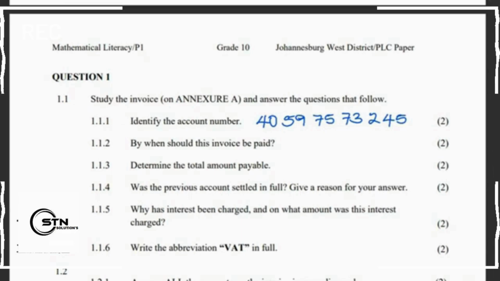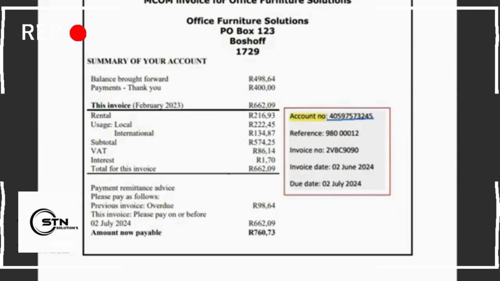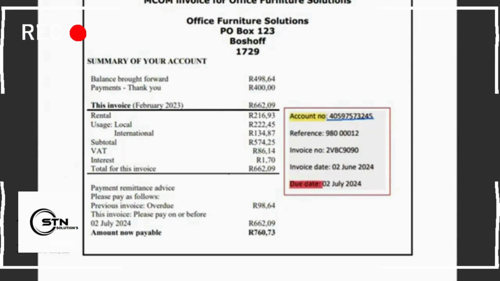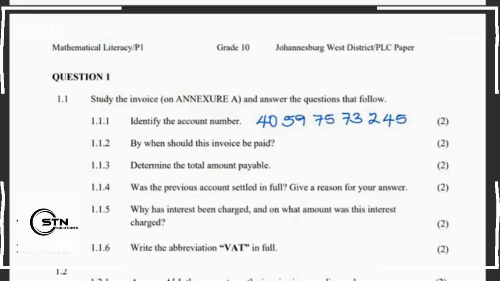1.1.2. By when should this account be paid? By when? Now, how do we know when it's supposed to be paid? We look at the word due date. So the due date, and we shall come and write down this number here. So we shall come here, due date, they are telling us the 2nd of July 2024.